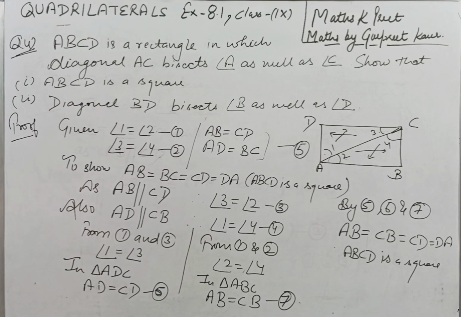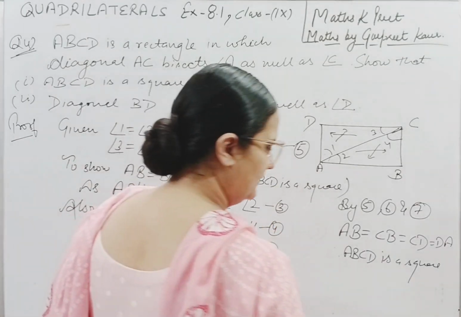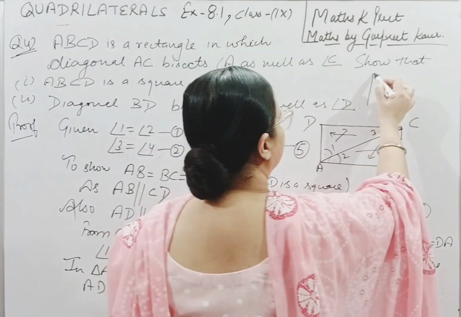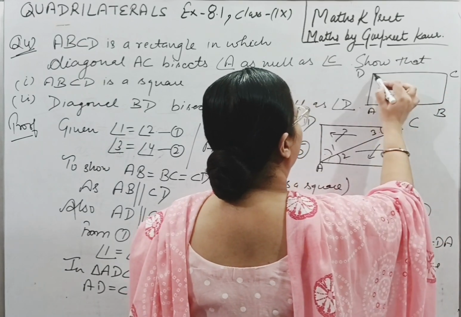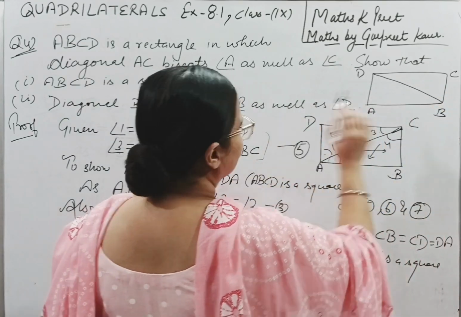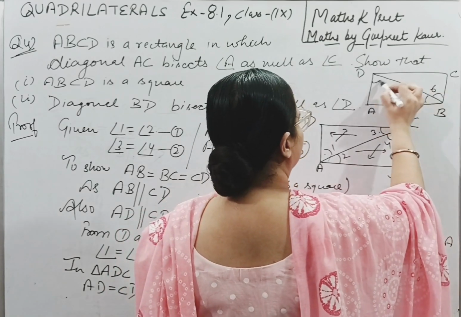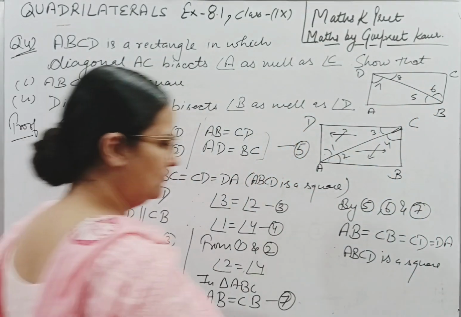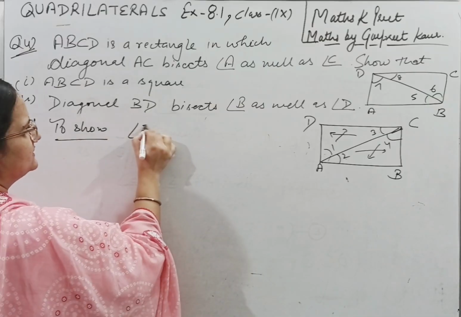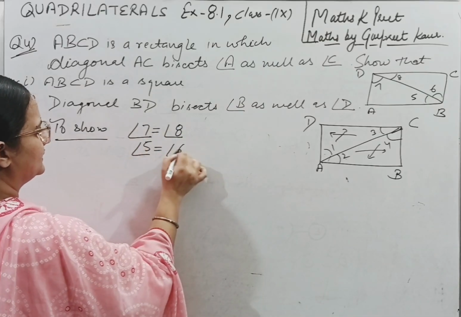Next is diagonal BD bisects angle B as well as D. So here I have to show that. Let me draw one more figure, ABCD. Now I have to show that BD bisects this angle. I have to show these were 3, 4. 5 is equals to 6, 7 is equals to 8. Let me erase all this. What? Angle 7 is equals to angle 8 and 5 is equals to 6.